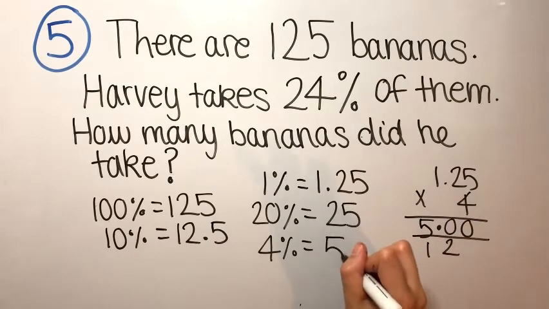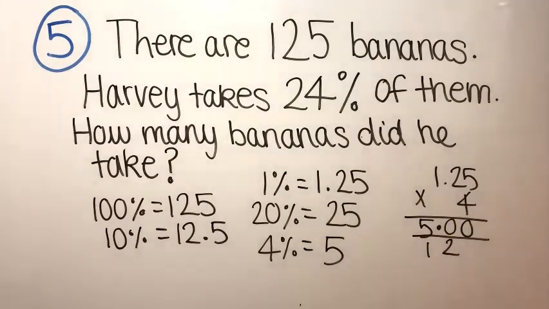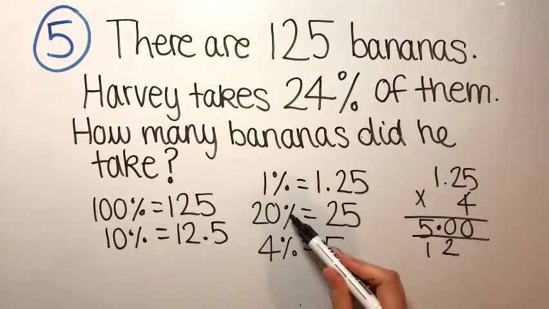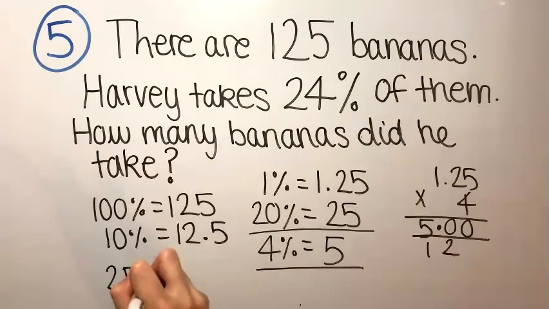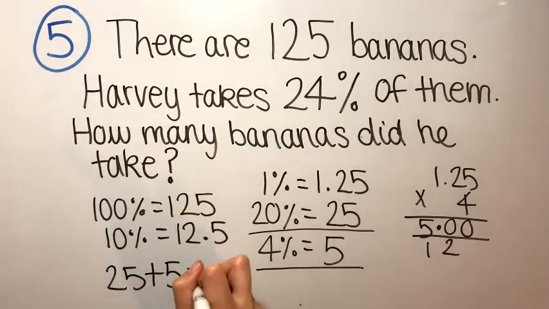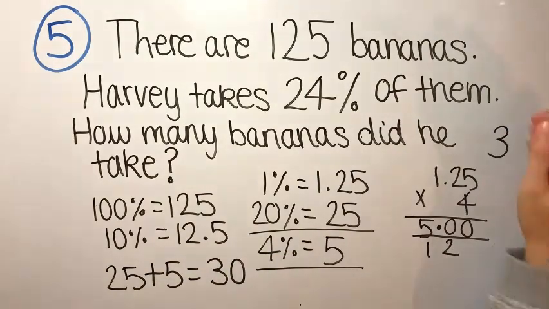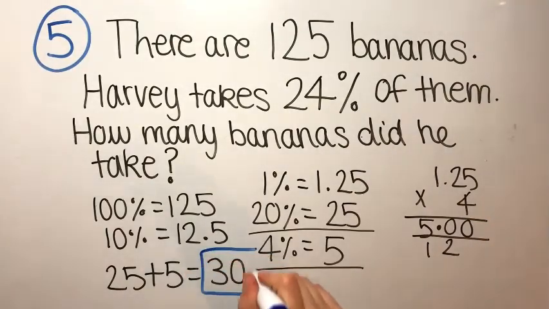Our answer is 5. Now all that's left to do now is to add our 20% and our 4% together to get 24%. We've got 25 here and 5 here. Adding them together gives us 30. Harvey has taken 30 bananas.